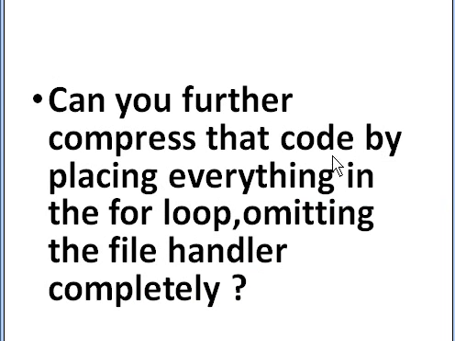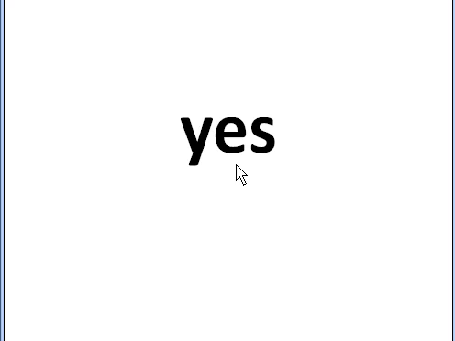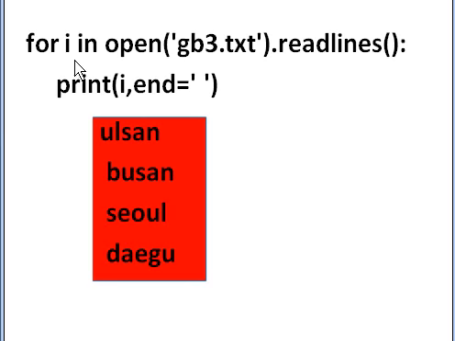Can you further compress that code by placing everything in the for loop, omitting the file handler completely? Yes. For I in open('gb3.txt').readlines() colon print I comma end equals single quote space single quote, and you get this printout.